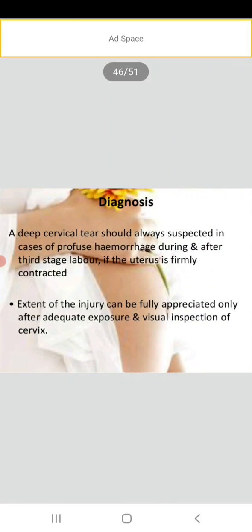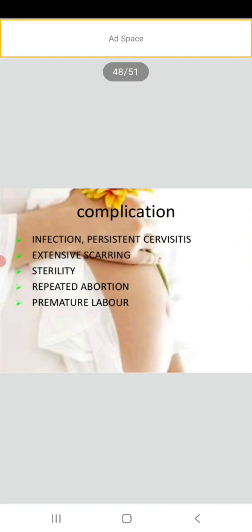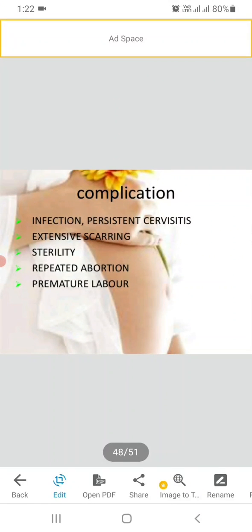Diagnosis: deep cervical tears should always be suspected in case of profuse hemorrhage after the third stage of labor when the uterus is firmly contracted. The extent of the injury can be fully appreciated only after adequate exposure and visual inspection of the cervix. Treatment: deep cervical tears require surgical repair, whether the lacerations are limited to the cervix or extend into the vaginal fornix. Good results are obtained by suturing the cervix with interrupted or running absorbable sutures. Complications: infection, persistent cervicitis, extensive scarring, sterility, repeated abortion, premature labor.